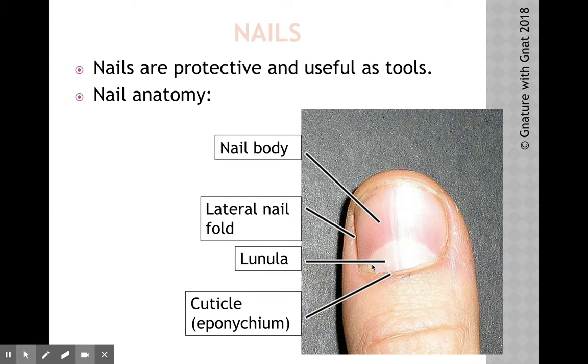But this is called the lunula. I always think like lunar. It looks like a little half moon. And this is, again, just that lighter pigmented area still kind of attached to that nail body.